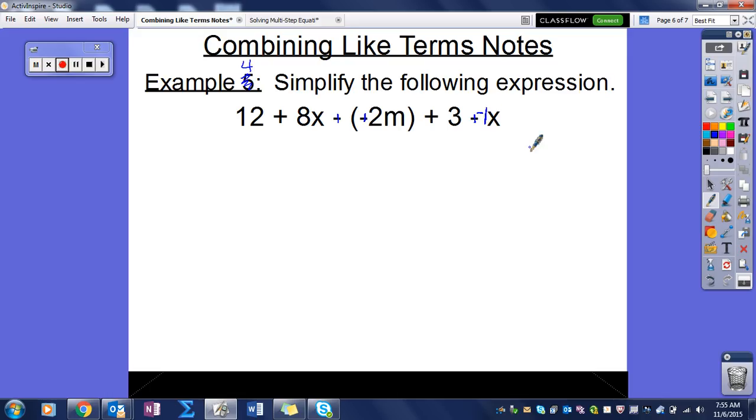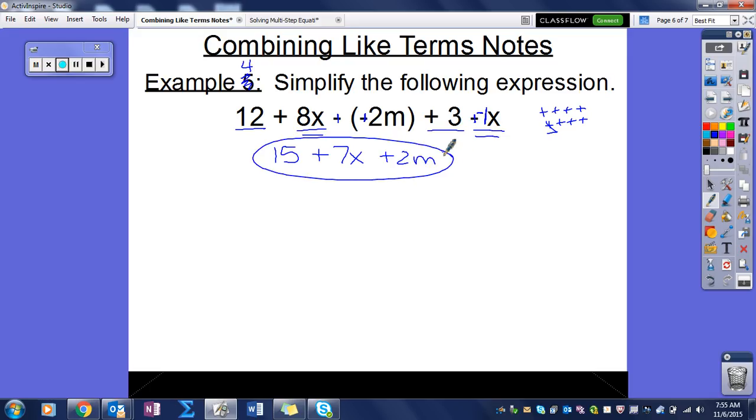Now I'm going to identify like terms. 12 is a like term with 3 because they are both constants and they don't have a variable. So I add those together and I get 15. Then I have 8x and negative 1x. So I draw my pictures. I've got 8 and negative 1. They cancel and give me 7x. That's positive, so I put an addition sign in front of it. And then 2m isn't a like term with anything, so I bring down the 2m. That is your simplified expression.